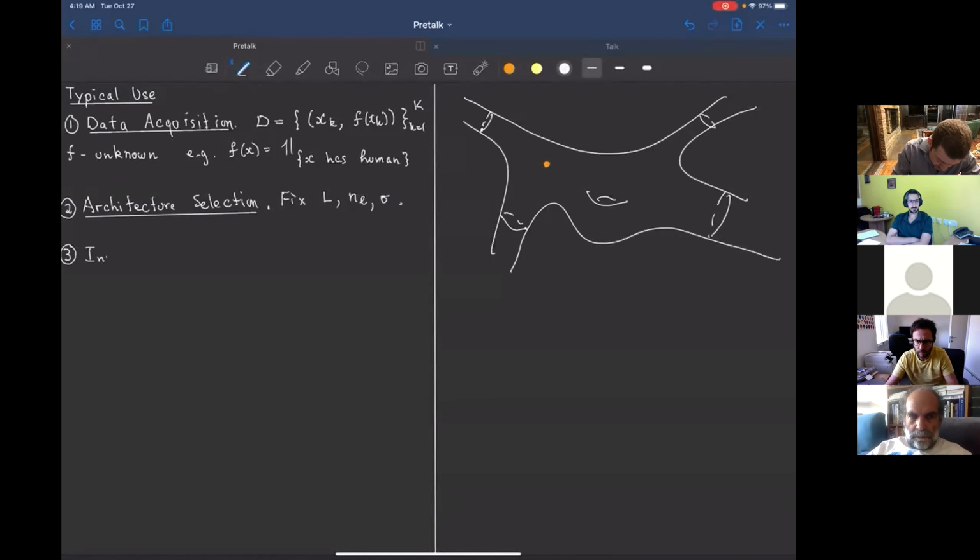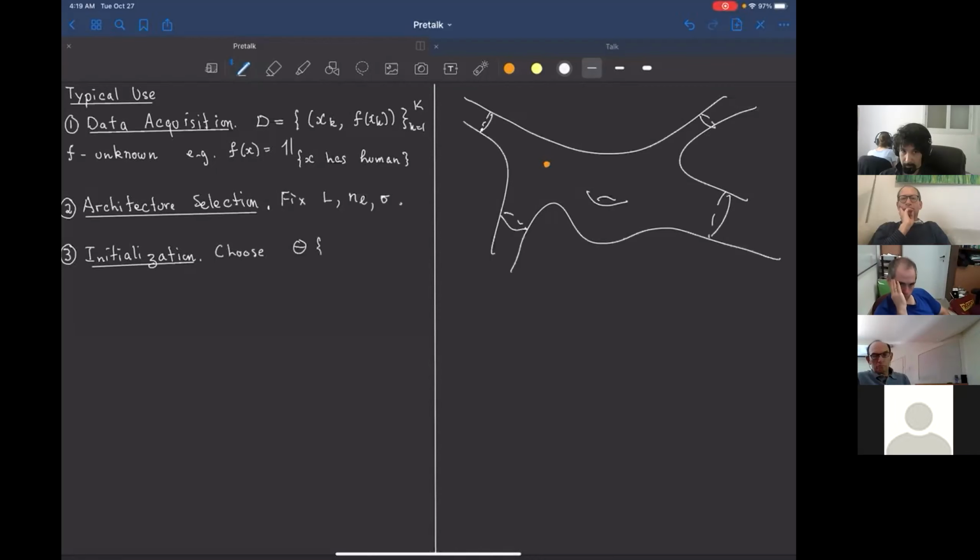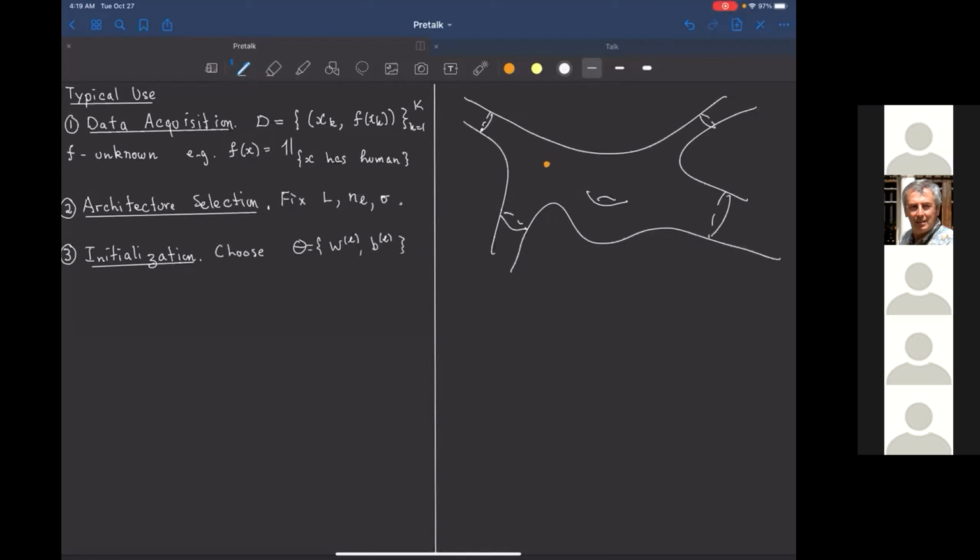So step 3 is initialization. So what does initialization do? Well, it says, I have no idea what a good approximation to my function f is. So I'm going to start at a random point. So you choose, I'll call this vector theta, all the weights and biases in your network at random.